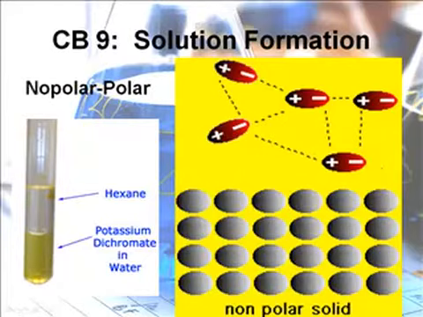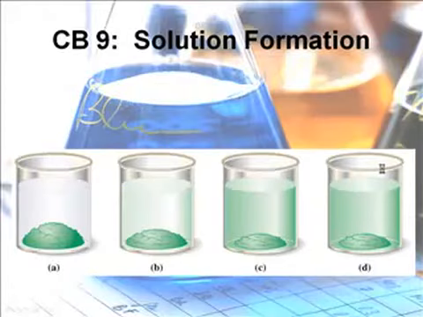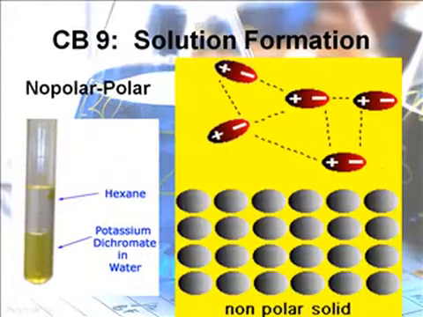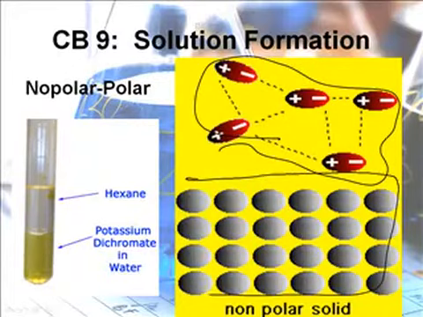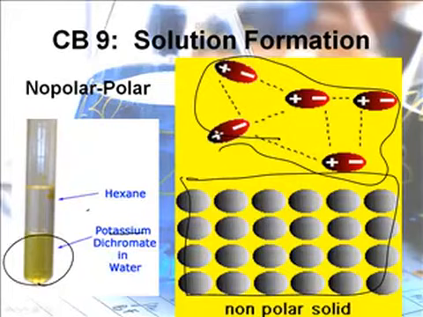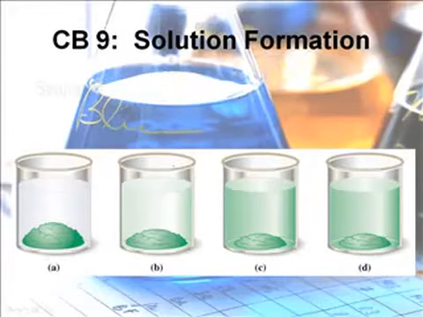Nonpolar dissolving nonpolar. Actually, hold on. Nonpolar and polar, the reason they don't mix is the positive things are attracted to the negative things, and they stick together, and the nonpolar things stick together, and so they don't dissolve. So this would be basically, it says potassium dichromate. This is water, and this is another nonpolar substance, hexane, and it separates there because the hexane is not attracted to the water molecules. All right.